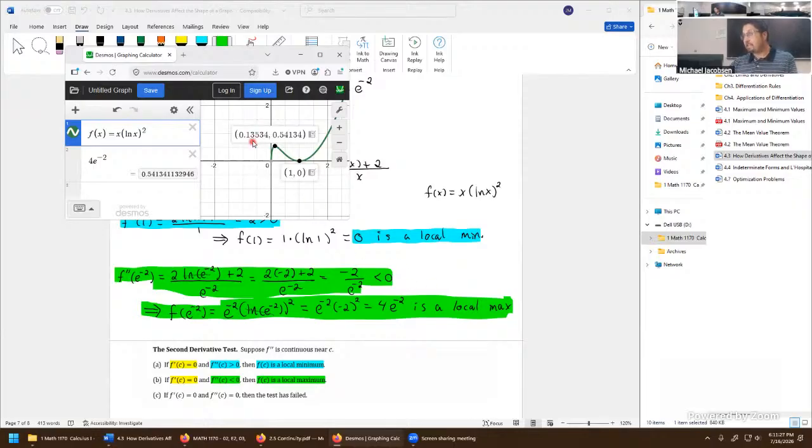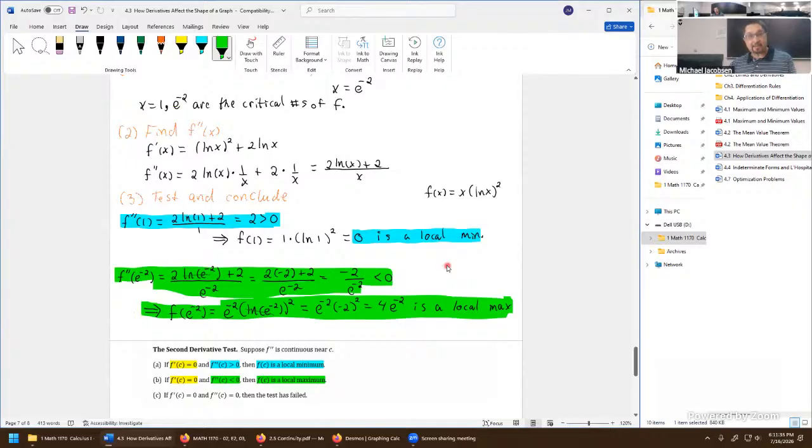Well, we can see that the max is 0.54134, but calculus went beyond what the graphing utility could do. If we needed to know the exact local maximum value, now we know it is precisely 4 times e to the power negative 2. So we needed calculus to make that determination.